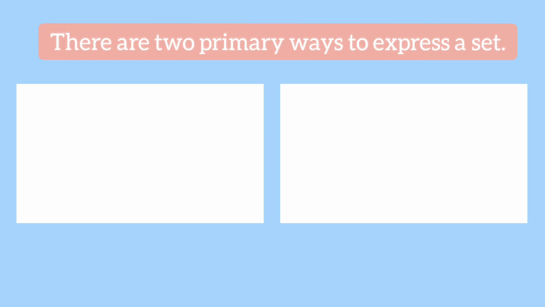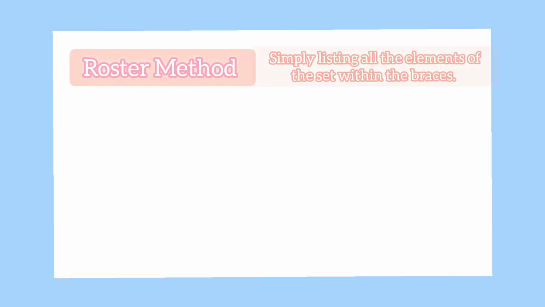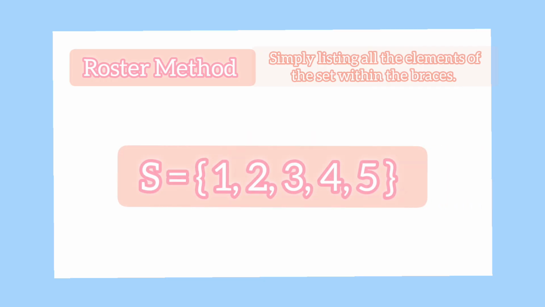There are two primary ways to express a set: the roster method and the rule method. The roster method, also known as the tabular method, is simply listing all the elements of the set within the braces. For example, if we have a set S containing the numbers 1, 2, 3, 4, and 5, we write it as S is the set containing the elements 1, 2, 3, 4, and 5.